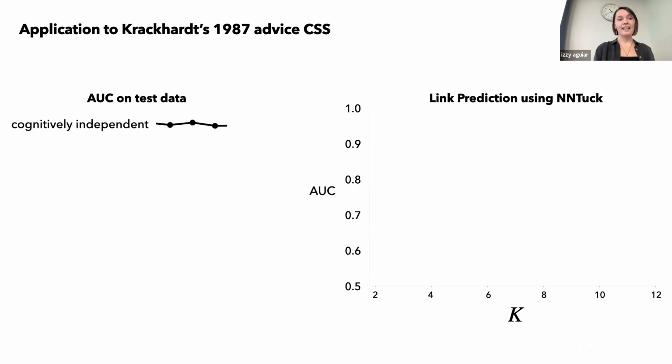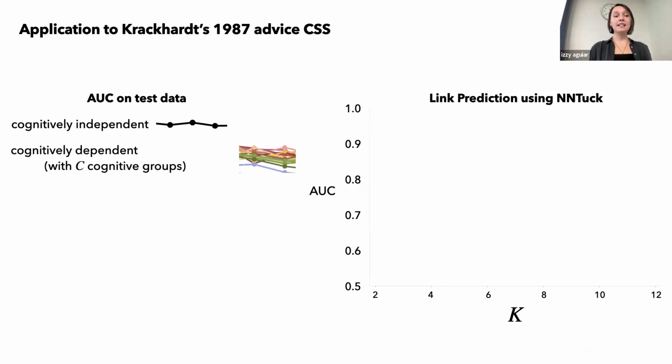So what we'll see on this plot is a cognitively independent assumption with this black line, some sort of cognitive dependence with C varying based on the color, and then a cognitively redundant assumption. This is assuming that everybody's sharing the exact same relational schema.